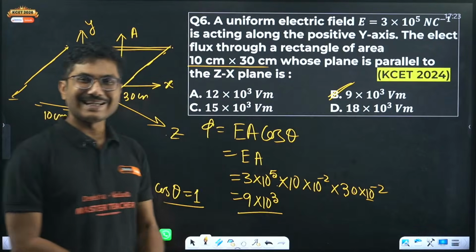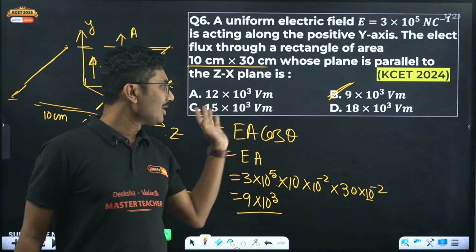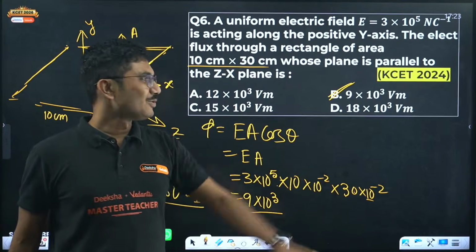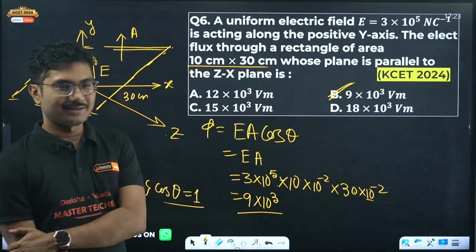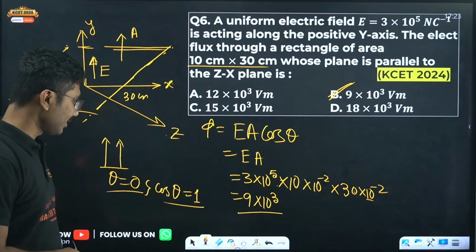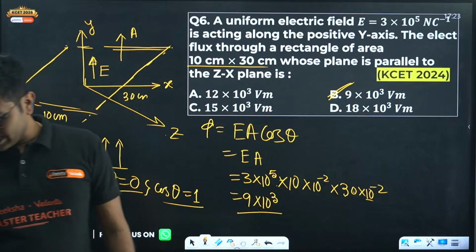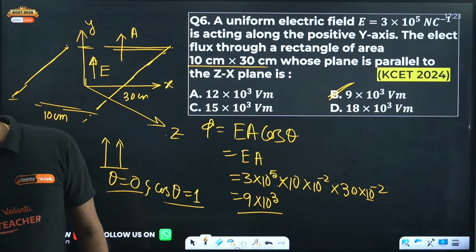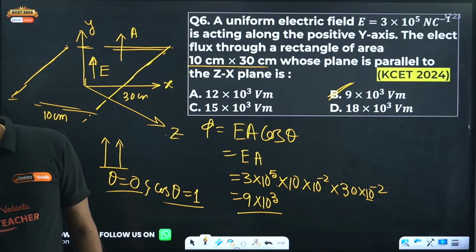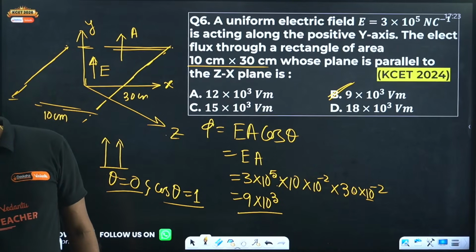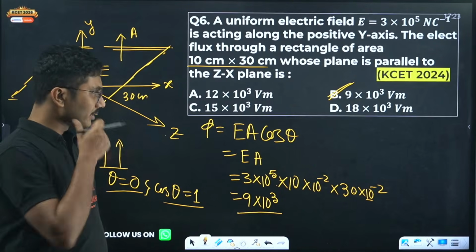Even if you make a mistake in the unit, if you see the options, you will be very sure that 3 into 3 is 9, so only 9 could be the correct answer. So 9 into 10 to the power of 3 is the correct answer for this question. So option B is correct. Yes, option B. Most of you have answered this correctly.